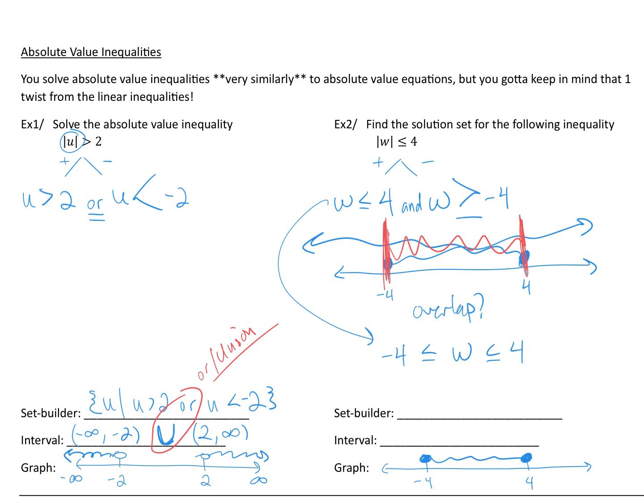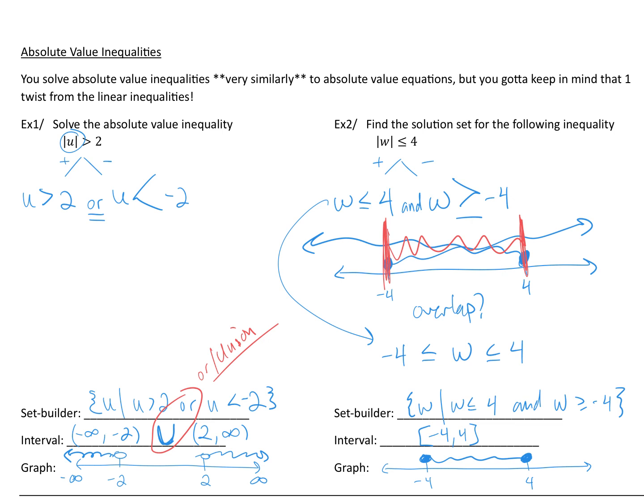The set builder can be done with either of these notations as far as I'm concerned. Again, you'll have to listen to whoever's teaching you math. So W, as long as W is less than or equal to 4, and W is greater than or equal to -4, with curly braces around it. And then the interval here from the graph would be -4 to 4, both with square brackets around it.